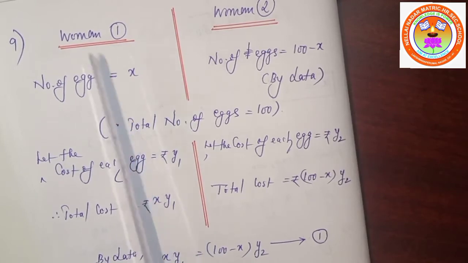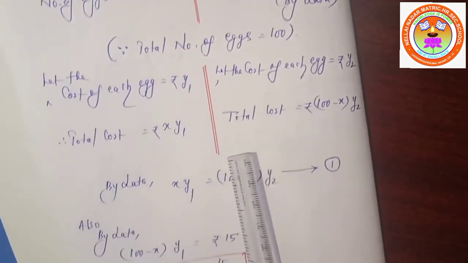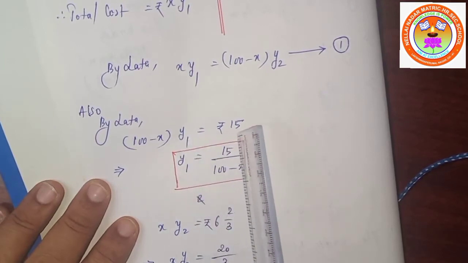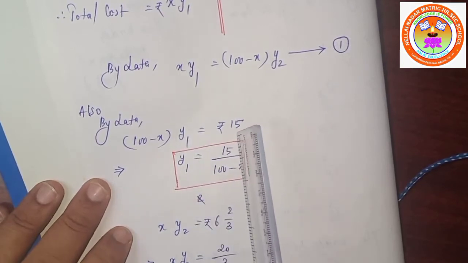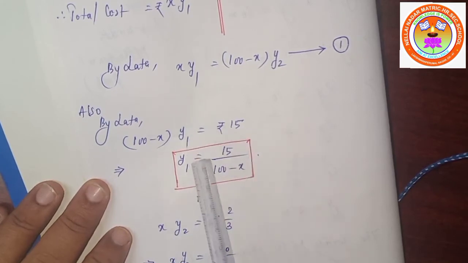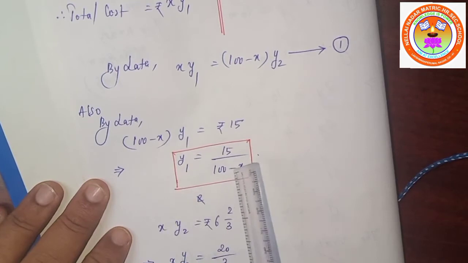The cost of each egg for the first woman is y1. So (100 minus x) into y1, I would have earned 15 rupees. What is the profit? 15 rupees. From this, I will be getting y1 equal to 15 divided by (100 minus x).